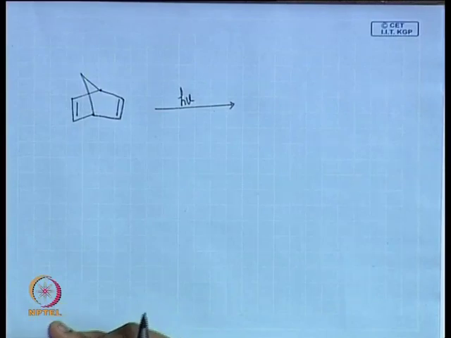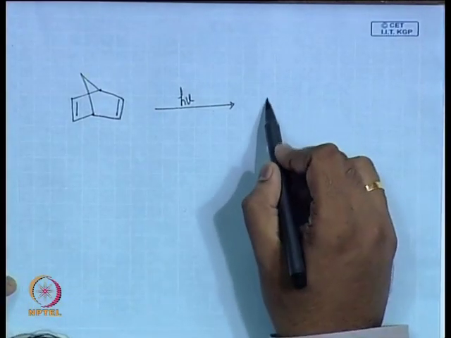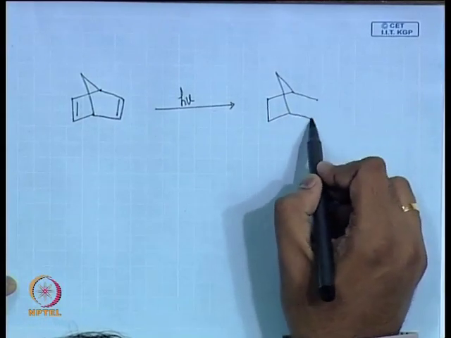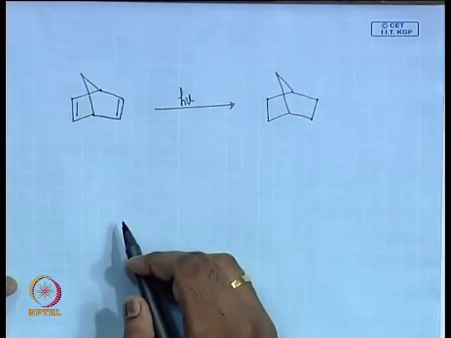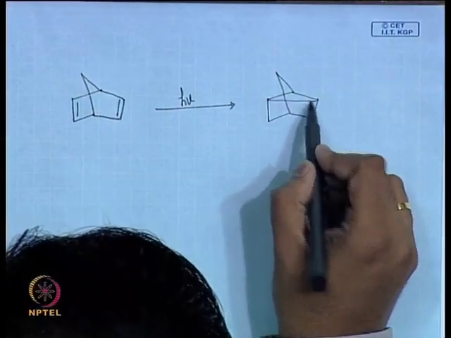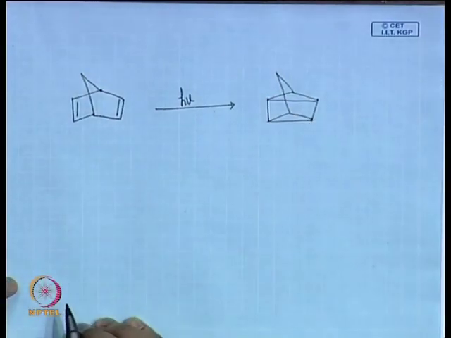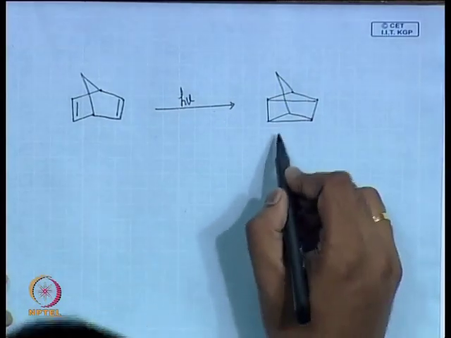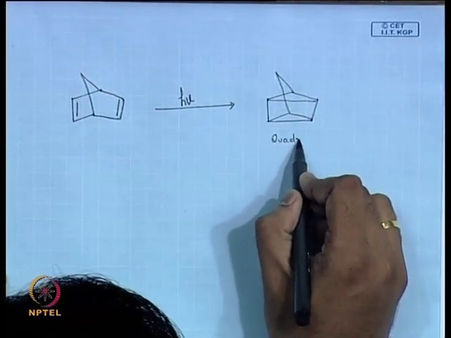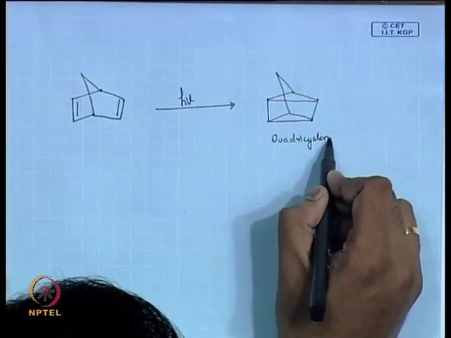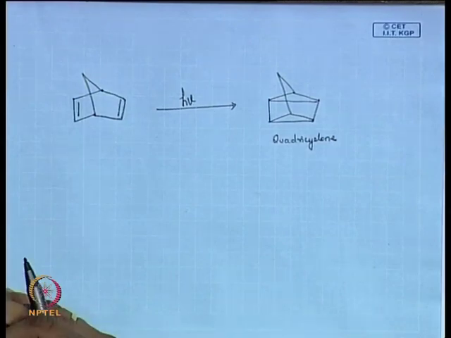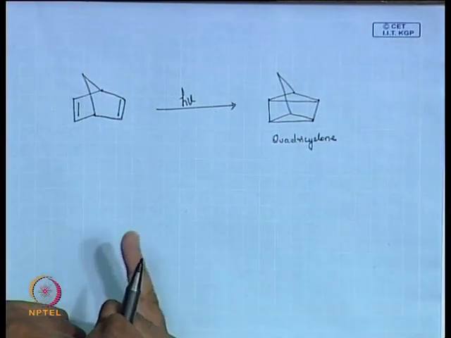So, what can you think from here? You get a nice product. What is that? You have studied this. What is this? Quadricyclone. Have you studied the application of this quadricyclone?